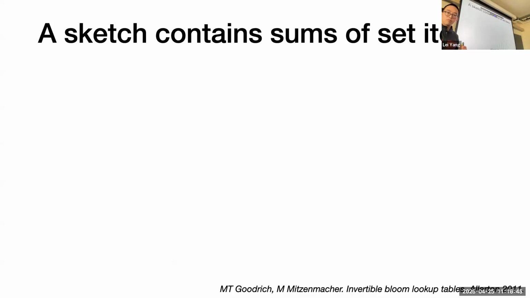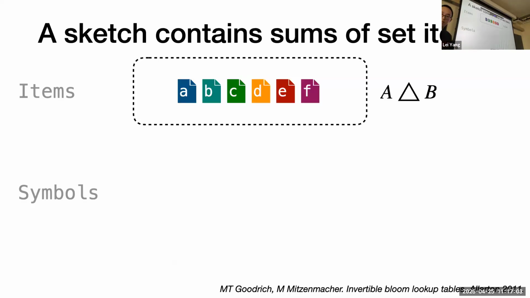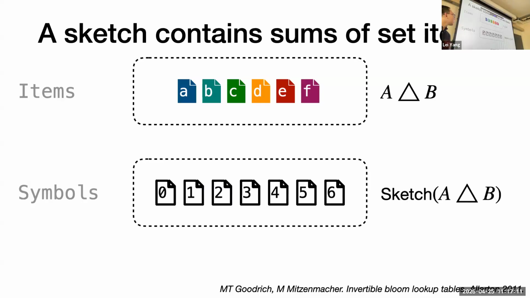And now let's dive a little bit deeper into how a sketch is constructed and how this decode or recovery operation is done. A sketch is basically a collection of what we call symbols, right? And each symbol is a sum or the linear combination of a few items. And imagine that this is the symmetric difference that we want to recover, and this is the corresponding sketch.